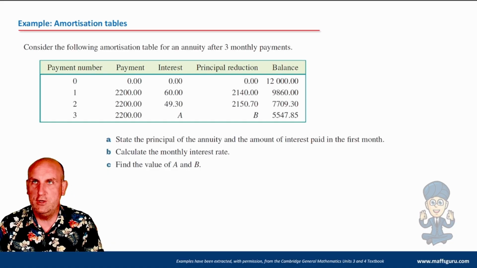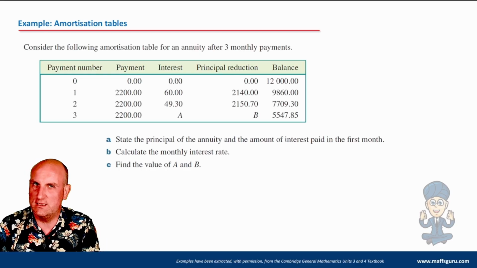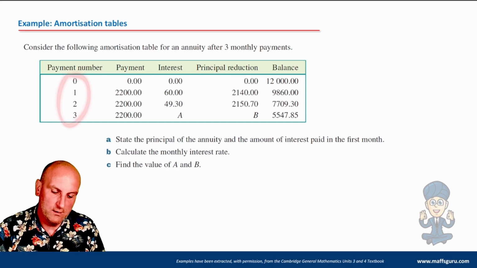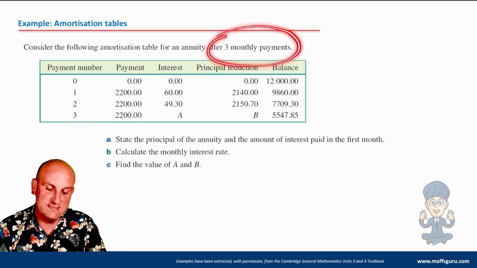Now again, remember annuities, we take money out, but then interest gets paid in. Does that mean this changes the calculation? Well, let's have a look. Right, we've got our payment numbers. I'm obviously taking 2,200 out each month, so monthly in this situation.